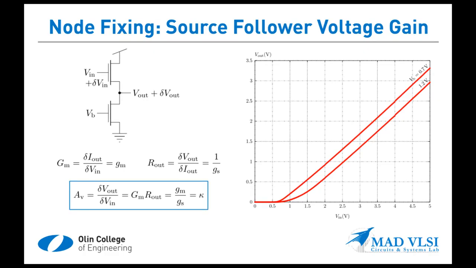So by node fixing, the voltage gain of our source follower should be the product of these two things. So GM times R out. Well, GM over GS at all current levels is kappa. And of course, kappa is what we found via large signal analysis. So that doesn't prove anything other than in this particular case it happens to work out that way.